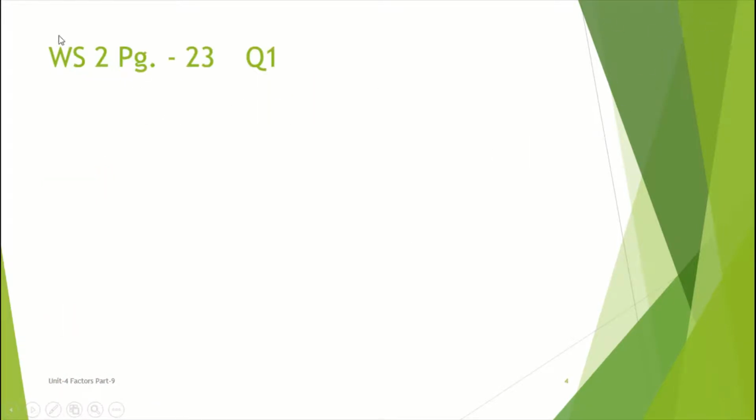So scholars, now we'll start with worksheet number 2, page number 23. Okay. And question number 1. I have not written the question here. I will read it out for you. That is, find all the factors of the following numbers. Also write whether the number is prime or composite. Okay. We have to find whether the number is prime or composite.